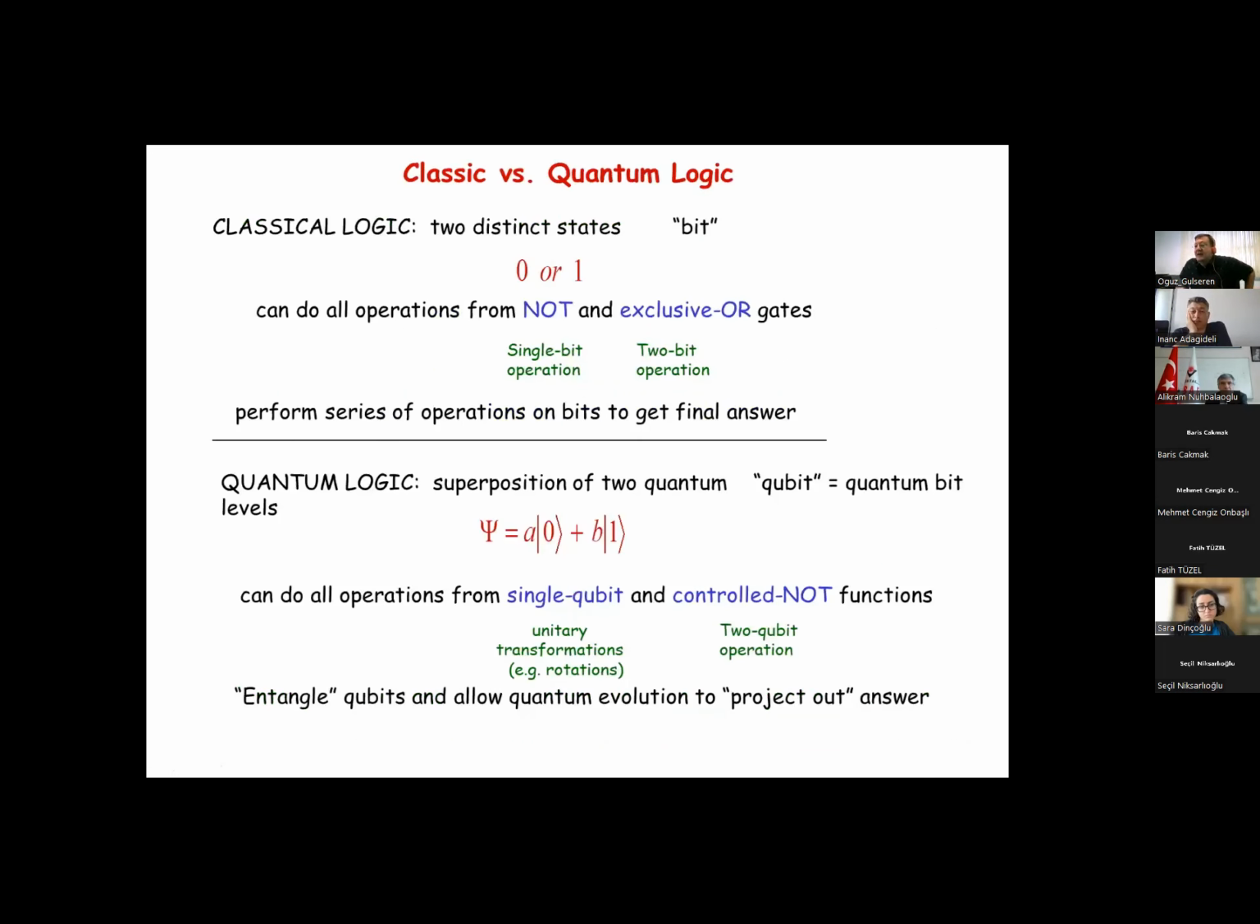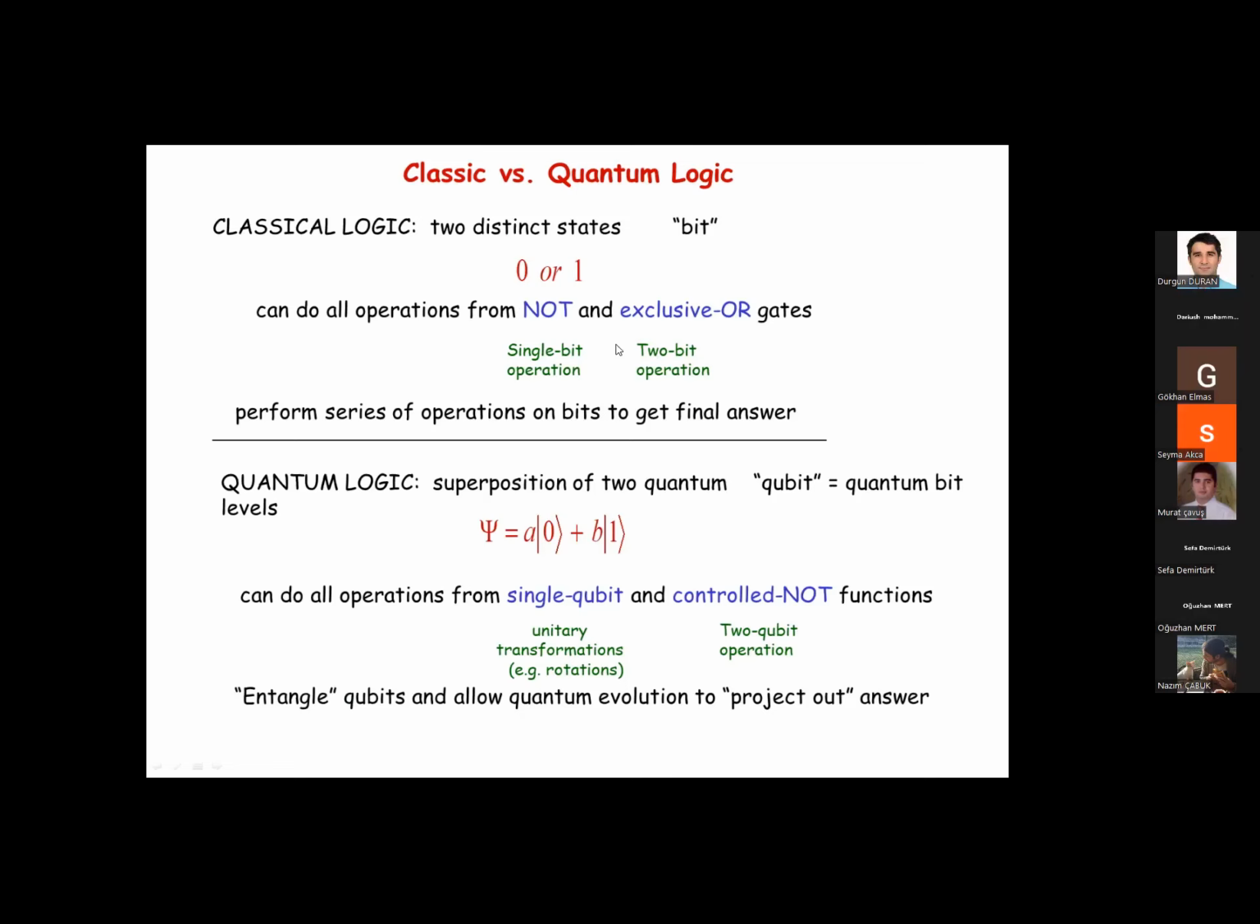So again, what is the major difference? If you compare the classical logic, it is simply based on analog devices, where we just have the bit 0 or 1. Then we have the gate operations, NOT and the exclusive OR, depending on the single-bit and the 2-bit operation. Based on this, all series of computation operations can be generated.